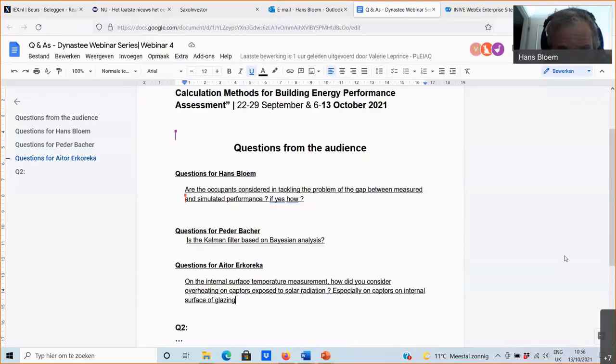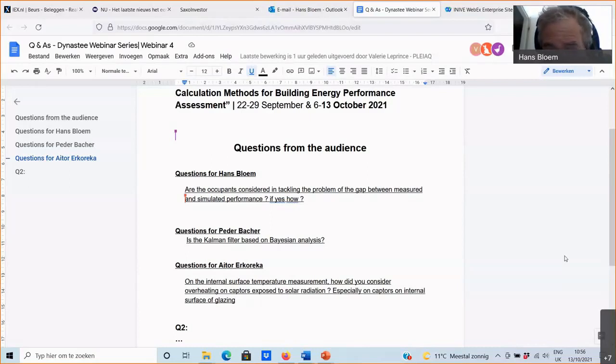Let me start with giving a part of the answer to this question. Of course, occupants can be considered in tackling the problem. That has to do with what kind of data has been collected from measurements. You can imagine that the people are not always available in the building, so there are distinguished moments where the data is dealing only with the building itself and not with the occupants. For example, in a period of holidays, the house is put in a certain condition and there are no people in the house.